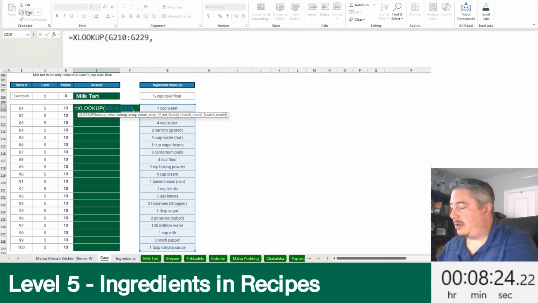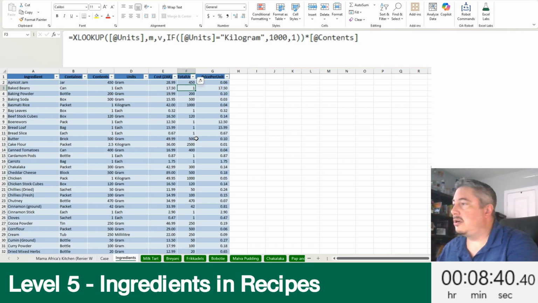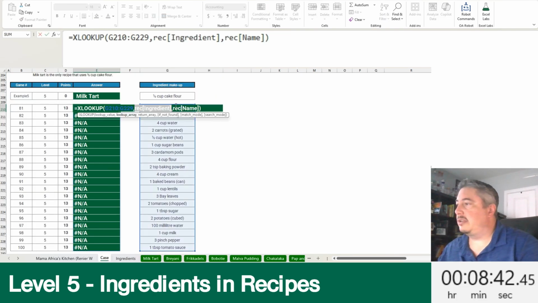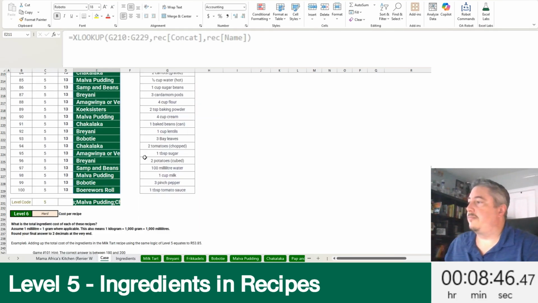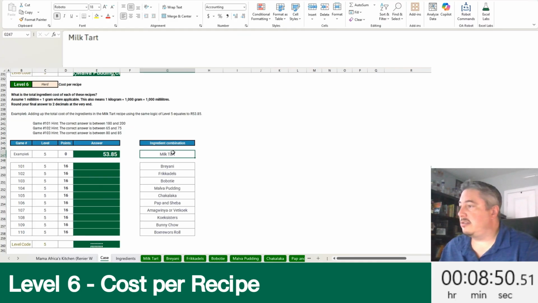What am I doing? REC. This would be the ingredients and return name. No. Why? Okay, so something's wrong. Oh, I don't want ingredient. I want concat. Good. Okay. And the last one is the total cost of these ingredients.